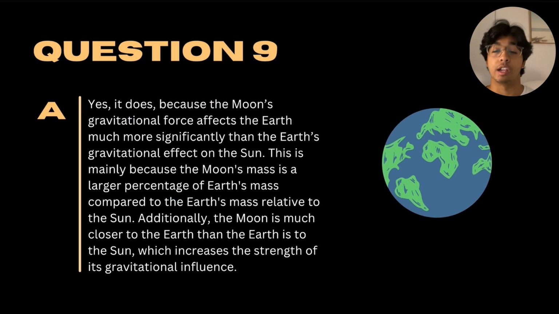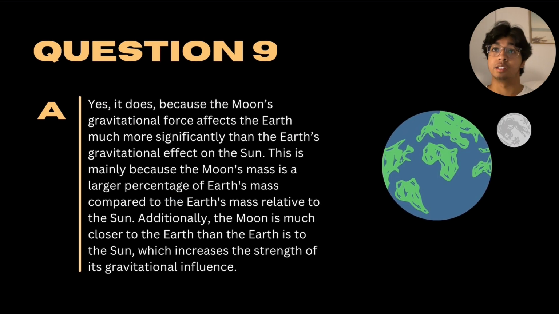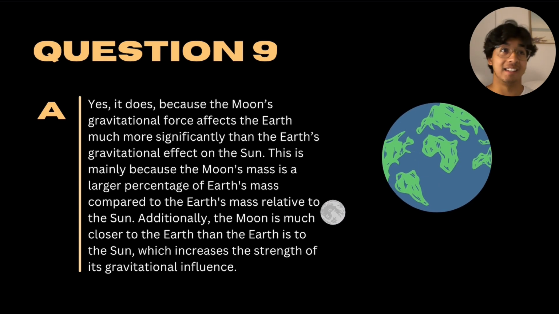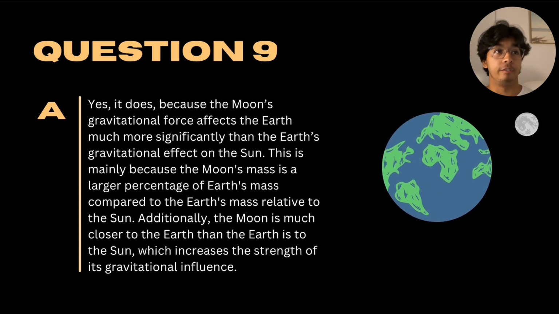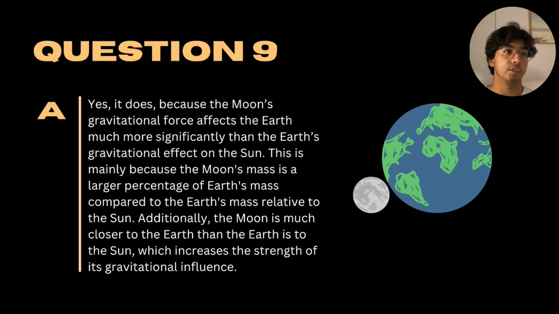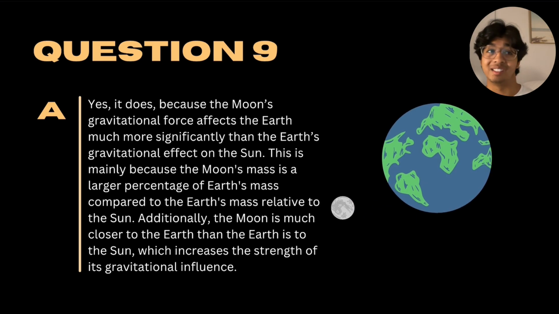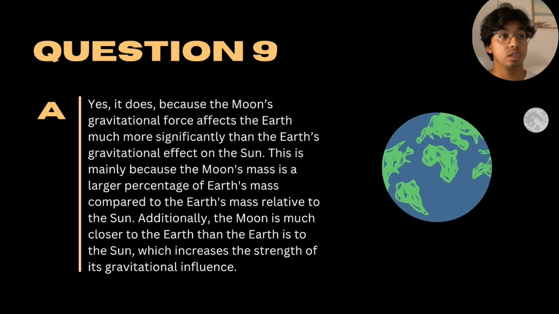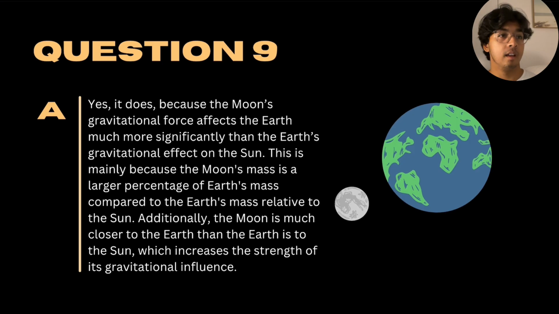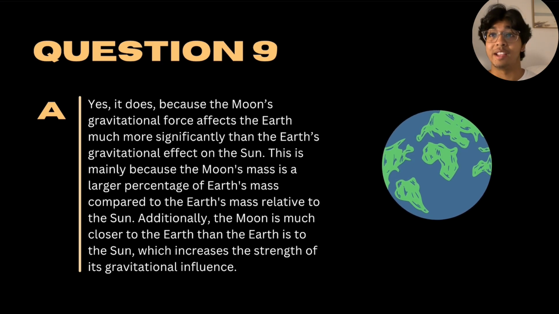9a asks us, does the planet move as the moon orbits around it? The answer is yes, it does, because the moon's gravitational force affects the Earth much more significantly than the Earth's gravitational effect on the sun. This is mainly because the moon's mass is a larger percentage of the Earth's mass compared to the Earth's mass relative to the sun. Additionally, the moon is much closer to the Earth than the Earth is to the sun, which increases the strength of its gravitational influence.